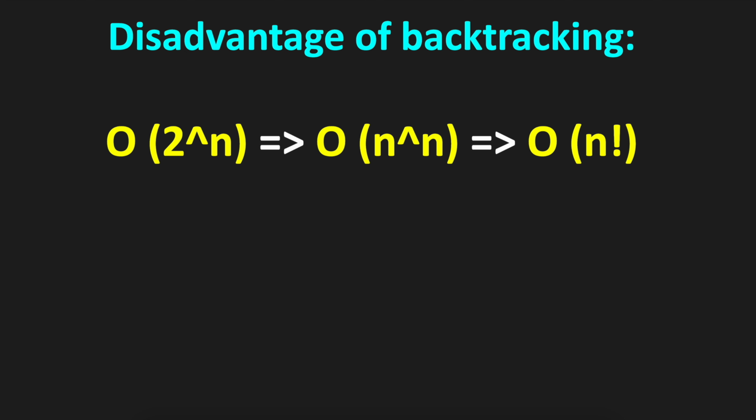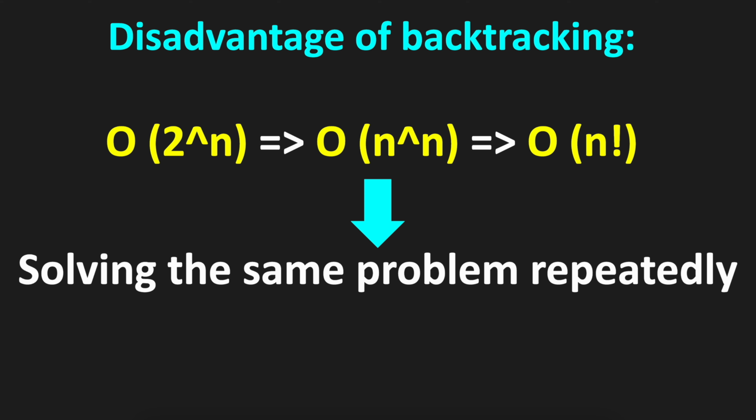The disadvantage is that usually in backtracking we get the worst time complexity, which is exponential, either to the power of n or n to the power of n, for example, or n factorial, as we have seen earlier, right? And we sometimes end up solving the same problem repeatedly. So in different branches, we are solving the same problem.